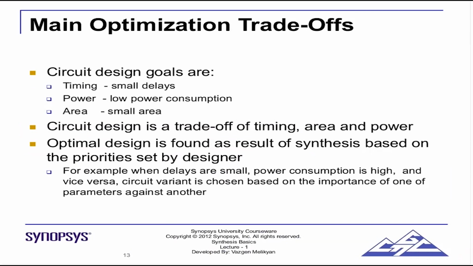So let's see what the optimization trade-offs are. As we saw, the circuit design goals are, the first goal is obvious, that it should meet design rules. Then comes timing, so we should have small delays. Power, we should have lower power consumption and smaller area. Now you cannot meet all three if all three are very aggressive. So circuit design is a trade-off of timing, area and power. Optimal design, when we say optimal design, it means that it meets all our goals, and is found as a result of synthesis based on the priority set by the designer.